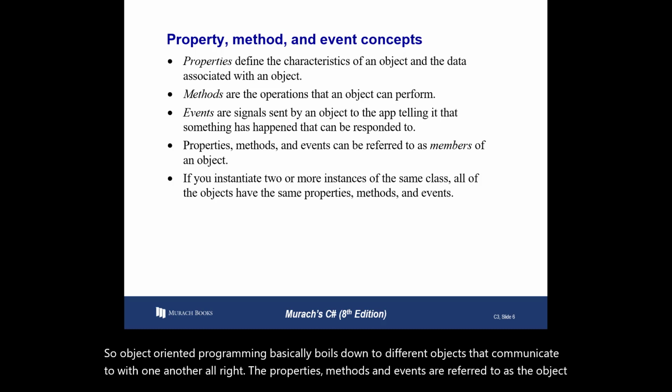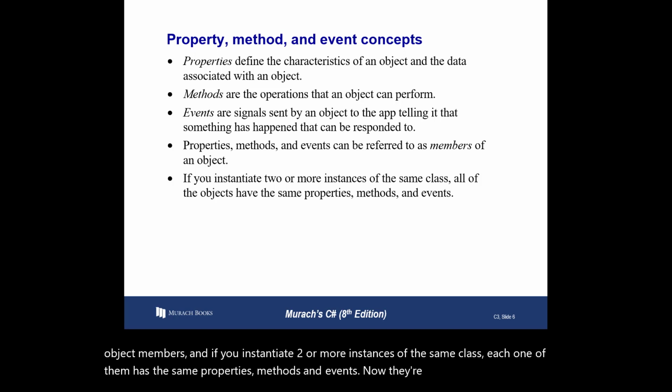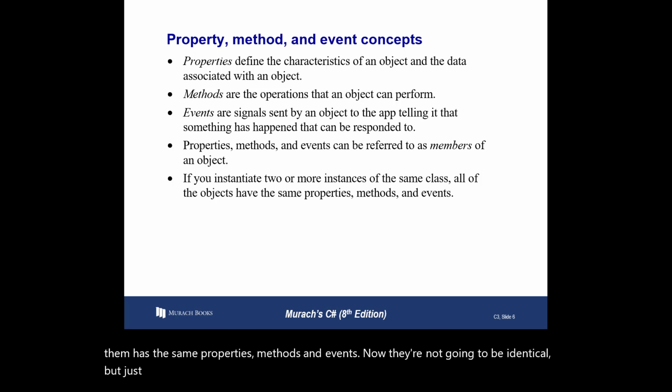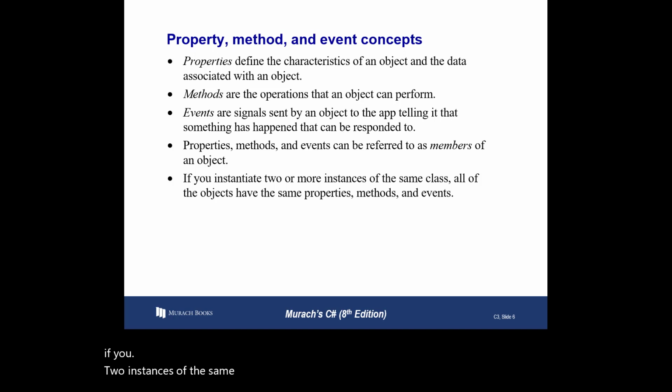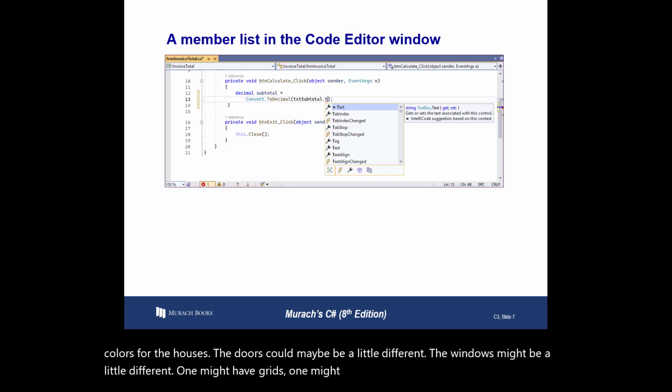And if you instantiate two or more instances of the same class, each one of them has the same properties, methods, and events. Now, they're not going to be identical, but just like if you had two instances of the same house built from the same house plan, they could have different colors for the houses. The doors could maybe be a little different. The windows might be a little different. One might have grids, one might not, etc.